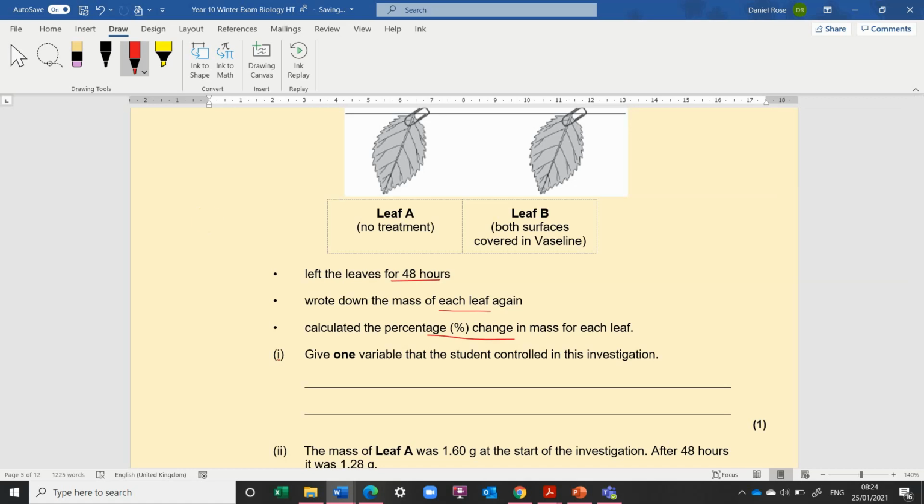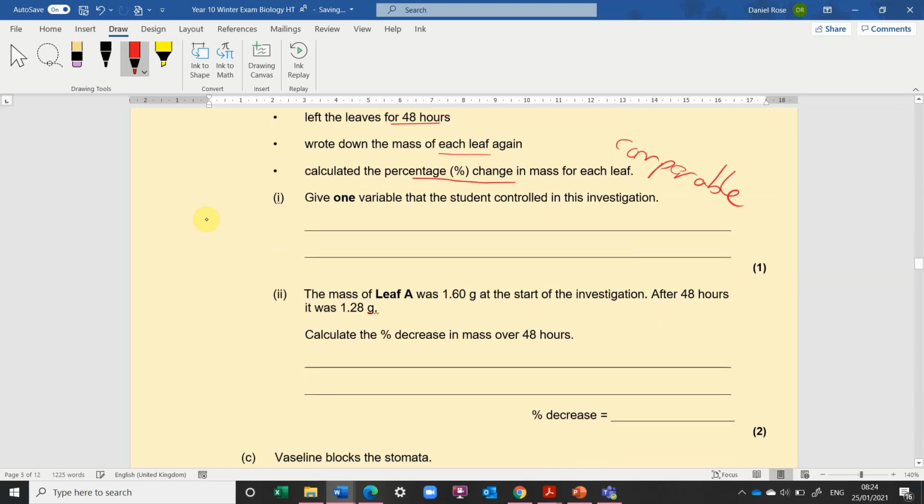And they've calculated the percentage change in mass. Now it doesn't ask this, but that is so it's comparable because you've got one big leaf and one little leaf, a percentage change would equalise the relative sizes of each. It makes it comparable. Again, they haven't asked that today, but it comes up a lot.